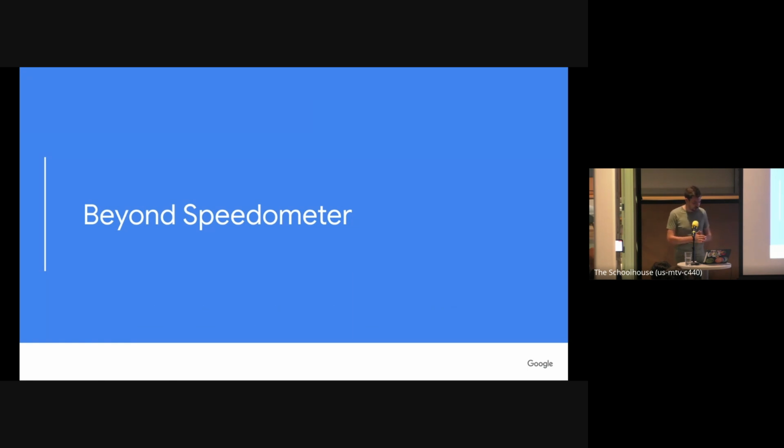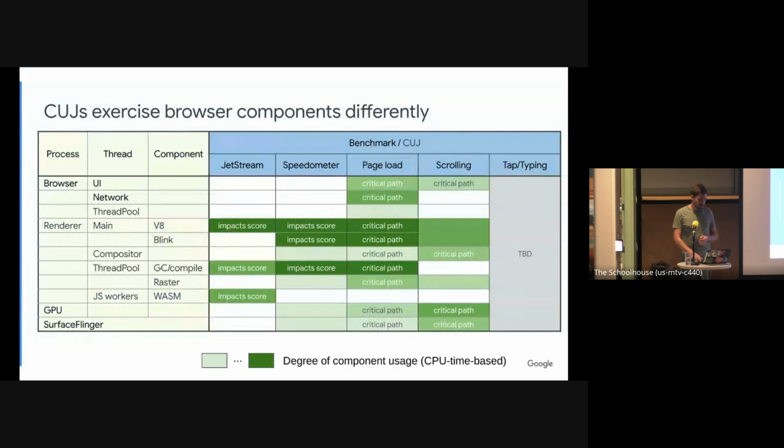Yeah, finally, let's talk a little bit about workloads beyond Speedometer. We've got a lot of CUJs that we care about. And I think this graph tries to show where different CUJs exercise the browser's components, and which of those components are actually critical for the score that's ultimately computed or for the user experience metric that's relevant. And I think you can see that Speedometer is relevant, right? There's some overlap with page load. There's also, Speedometer is an interaction benchmark. There's overlap with interactions too.